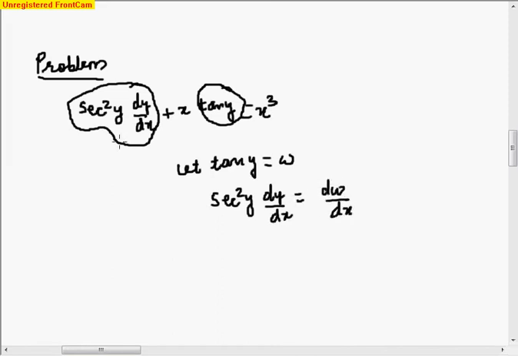So I can write my equation as dw by dx plus x times w is equal to x cube. Sorry, I couldn't reduce this to a Bernoulli's equation, but I reduced it to a linear equation. Okay, we'll solve it, right?